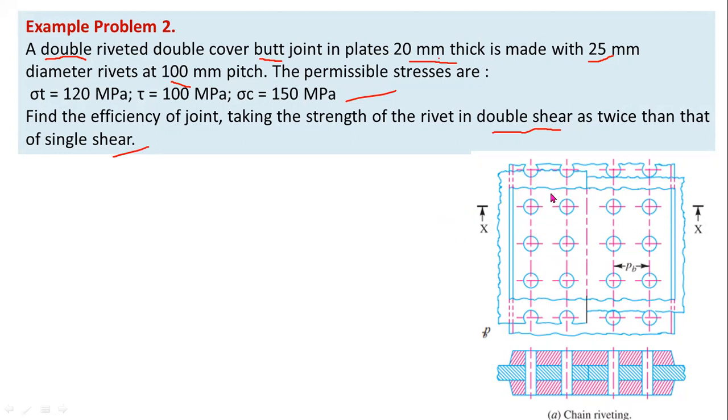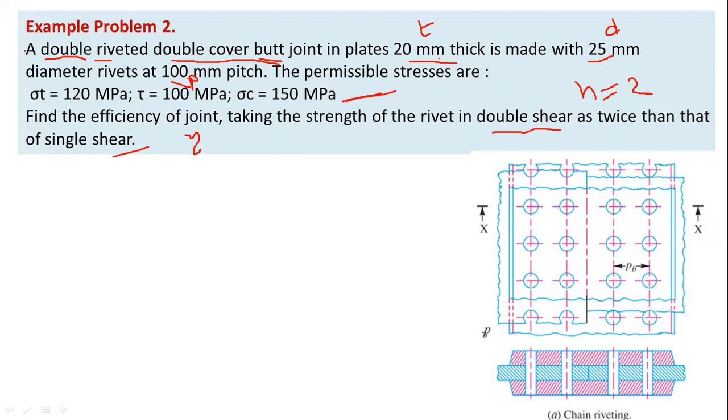So you have to consider half, n equal to 2 for a double riveted joint. And for a double cover butt joint, you have to consider double shear. That one is very important. Here, this is the thickness of the plate, 20 mm, and this is the diameter of the rivet, 25 mm. 100 mm is the pitch, P equal to 100 mm, and this is sigma T, the tensile stress, then shear stress and crushing stress. Find the efficiency, zeta. You have to find the value of zeta.